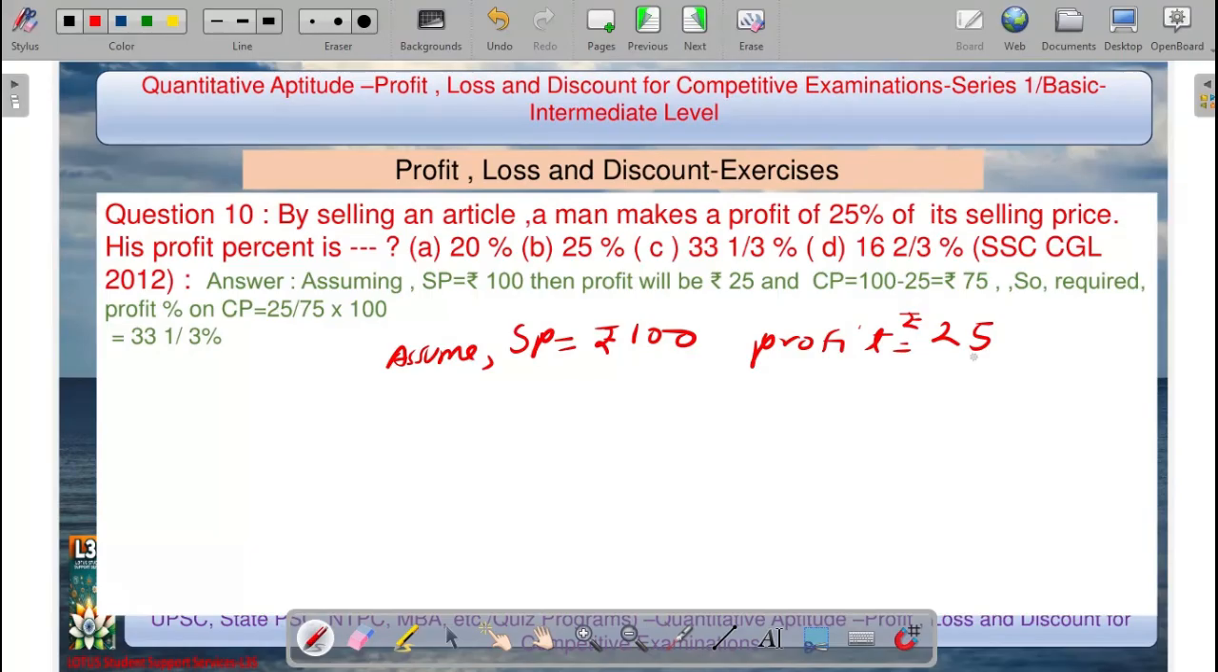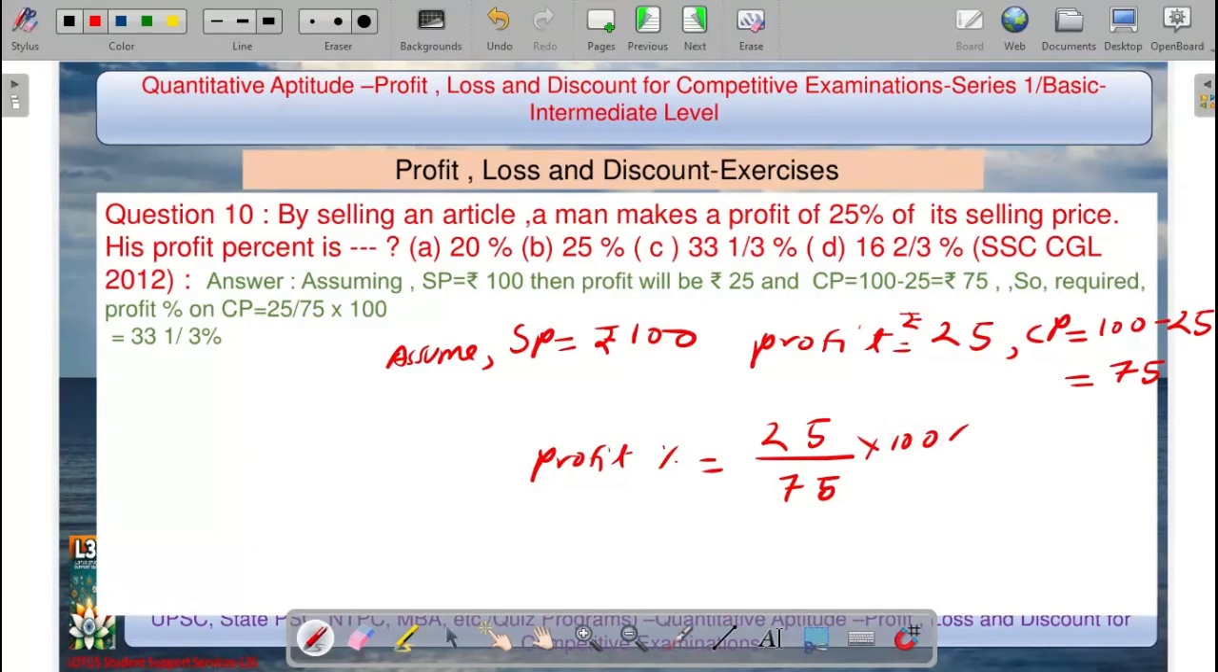So what will be the CP then? CP will be 100 minus 25, so it will be 75. So profit percentage is profit 25 by CP 75 into 100%. This is 1 by 3. So 100 by 3 is equal to 33 1 by 3%.